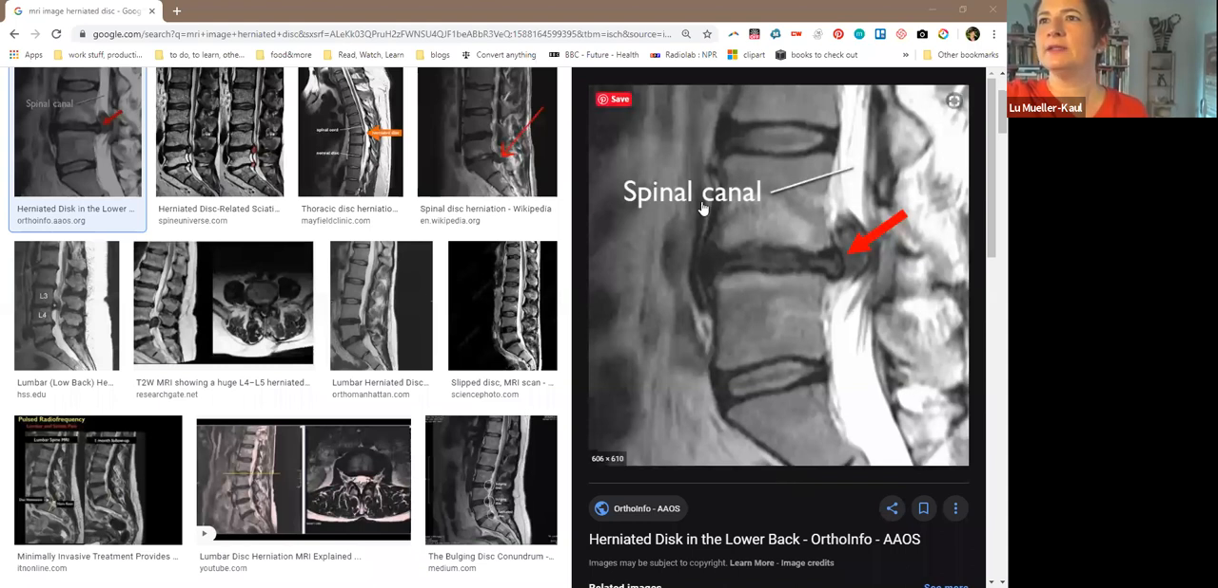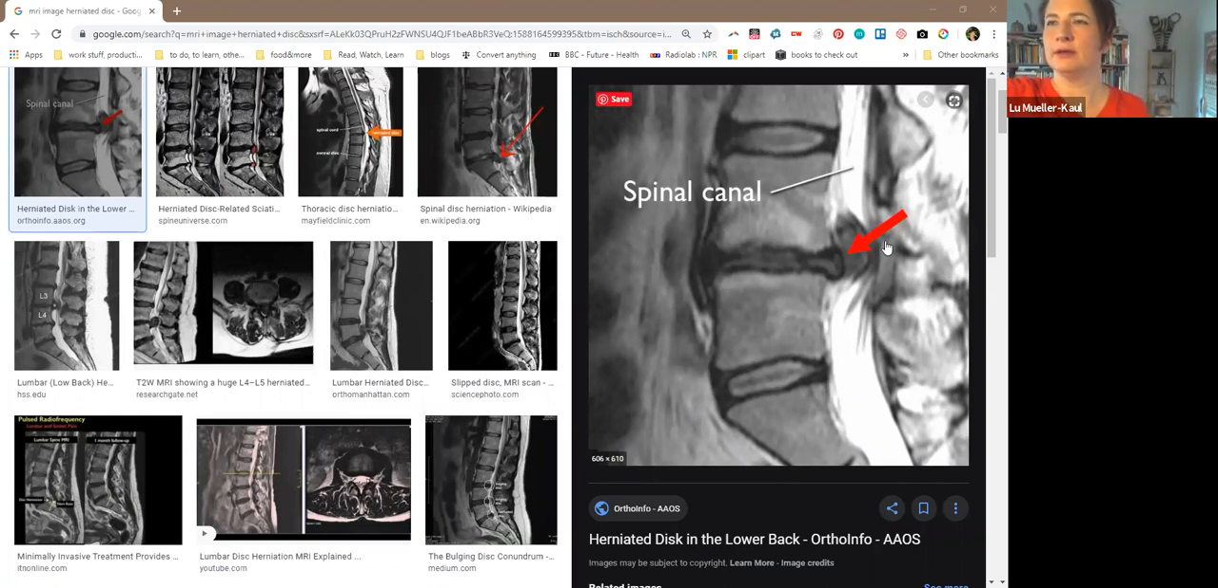Yeah, we can actually look at an MRI right away. So if you look, this here is an example of a herniated disc. Where that red arrow is, that is where you see the disc material pushing into the spinal canal. The spinal canal is where the big nerves are running in the spine before they branch out into all the different parts of the body. And you see the herniation is pushing in here.